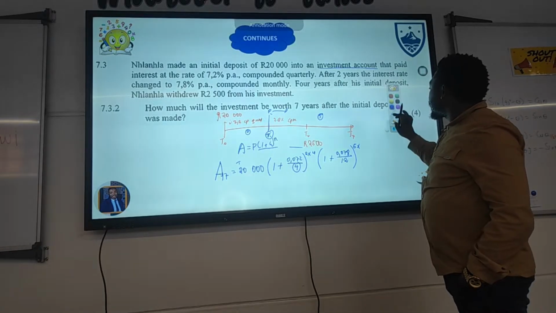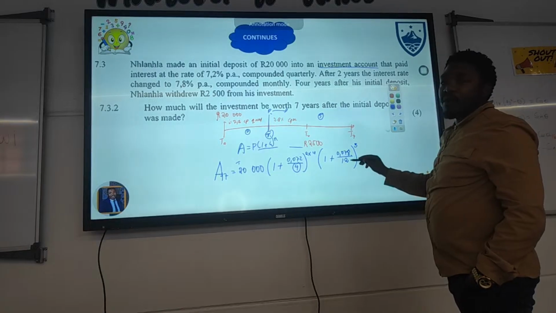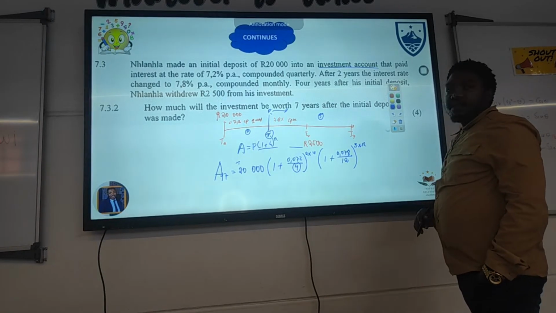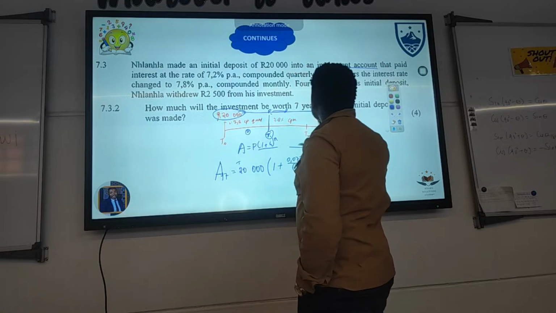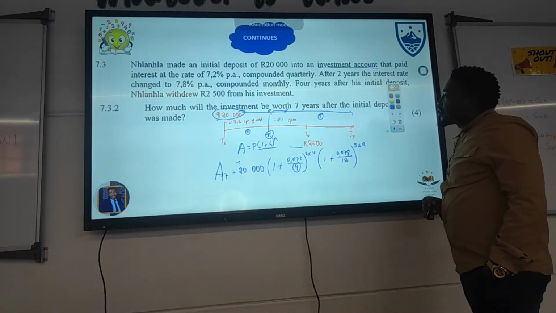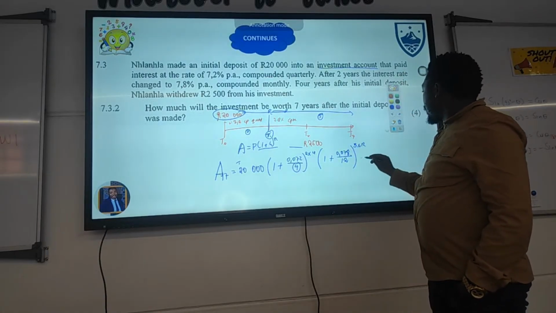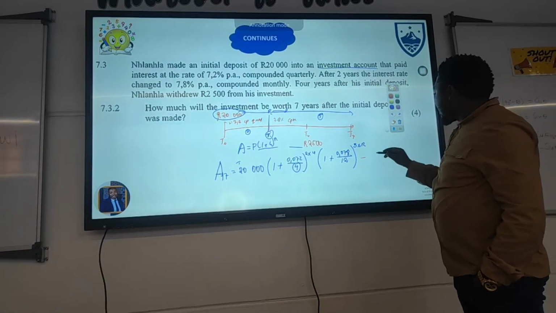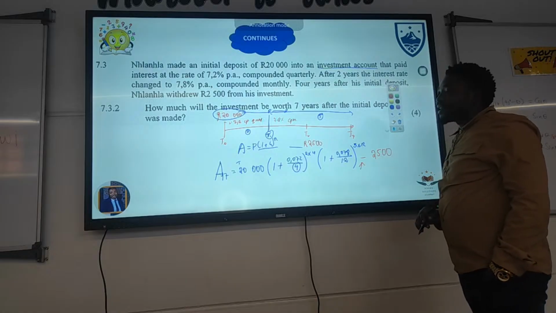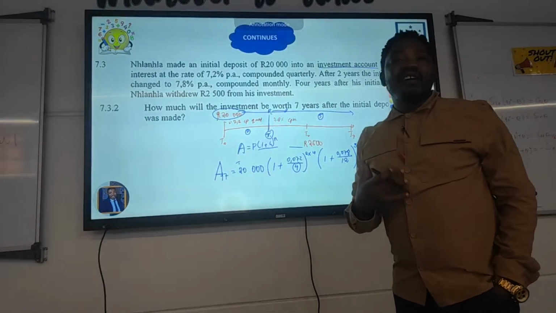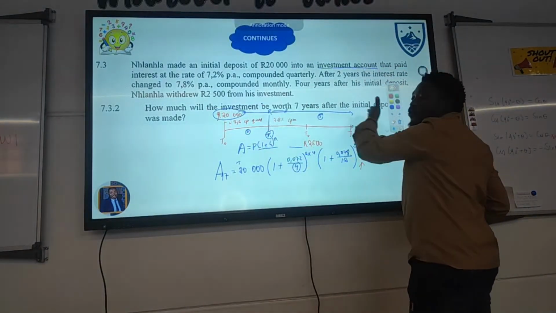The number of years will be 5, but because it was compounded monthly, we multiply by 12. This way, we have taken the 20,000 and ran it until the end. And then we are going to remove the withdrawal. The withdrawal was 2,500. The reason why I'm removing the withdrawal is that not only did we take the 2,500, but that 2,500 would have gained us certain interest, which we already calculated for the 20,000.